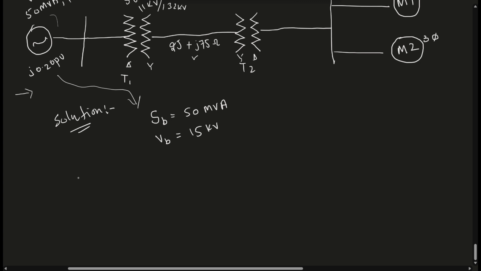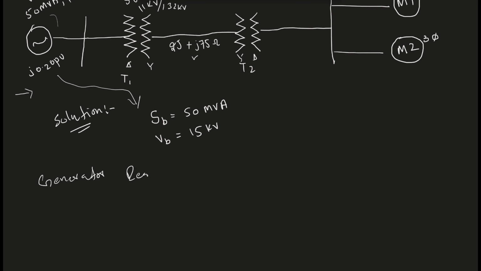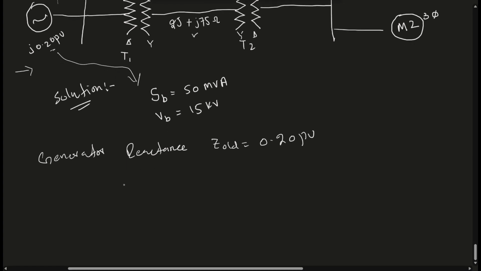But to show you, let's apply the formula. For the generator reactance, Z old is the old value, 0.20 per unit. To convert Z old to Z new, we already discussed the formula in the previous lecture. If you haven't watched the previous lecture, I will give the link in the description. Also check the i button so you can find the previous lecture.